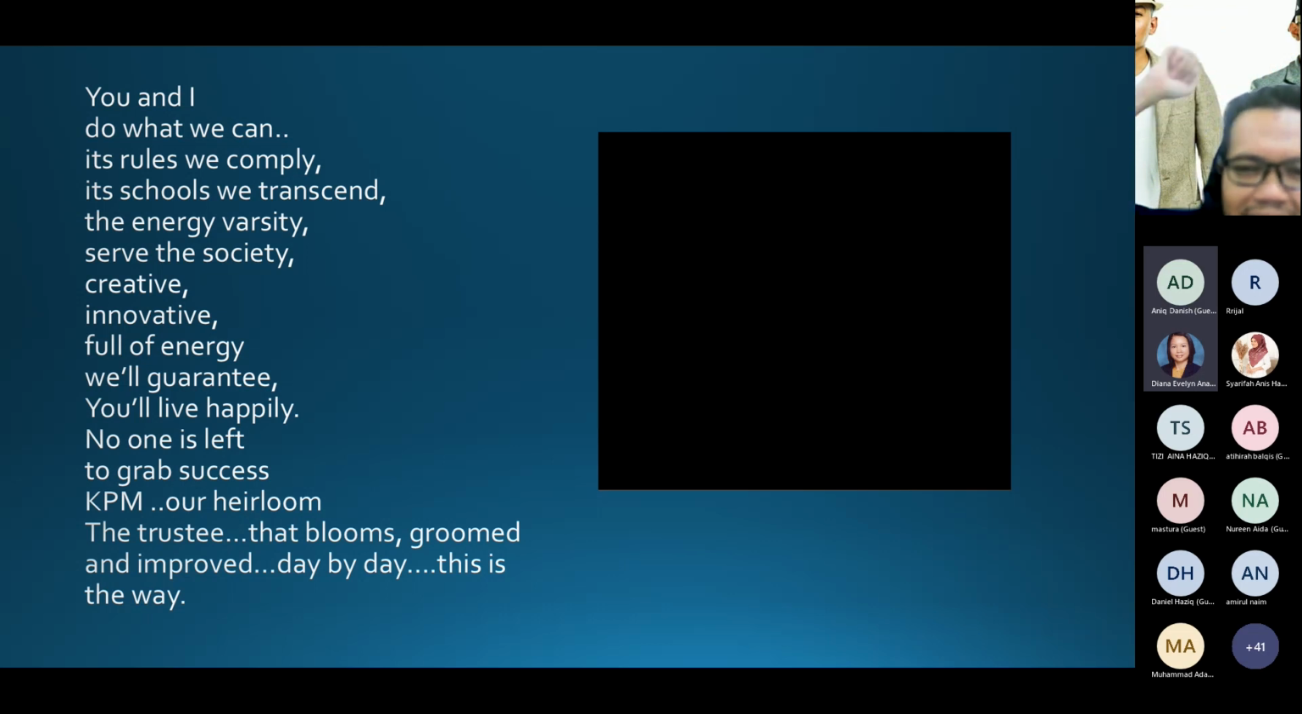Creative, innovative, full of energy. Sambung. We guarantee. Live happily. No one's left. Grab success. KPM. Our heirloom. The trustee. The blue and proof. Fighting.